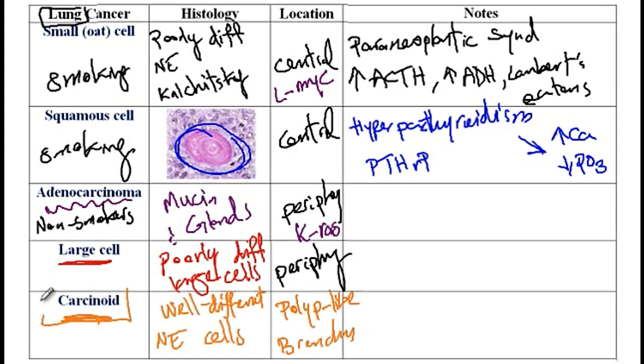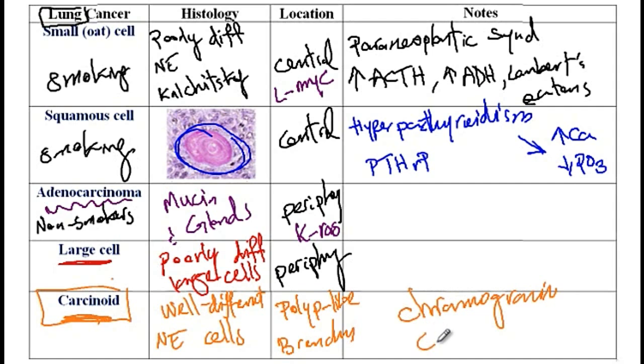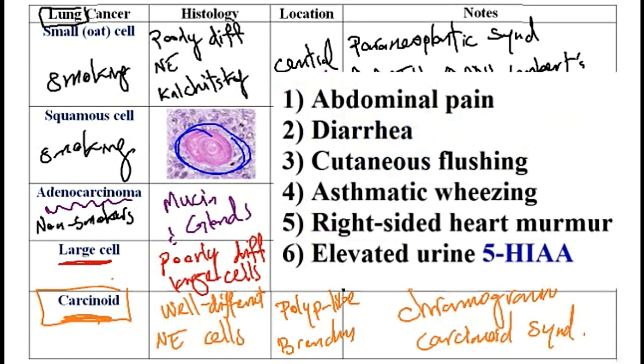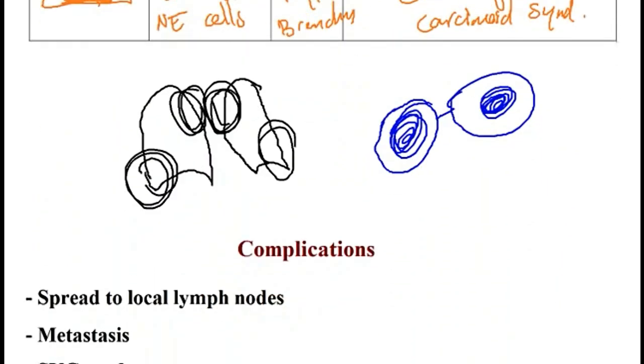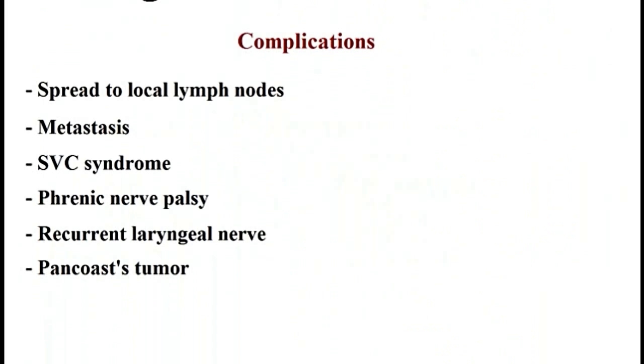For the diagnosis of carcinoid tumors of the lungs, you can stain for chromogranin. And then these patients are also associated with carcinoid syndrome due to the secretion of serotonin. And features of carcinoid syndrome include, for instance, abdominal pain, diarrhea, cutaneous flushing, asthmatic wheezing, as well as right-sided heart murmur. So next we can go over the complications that may arise from lung cancer.